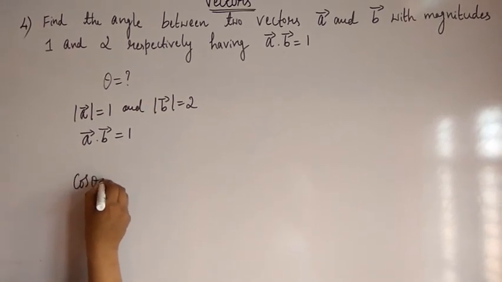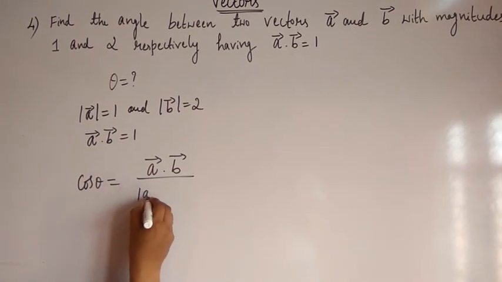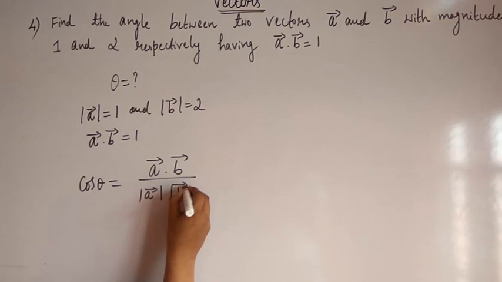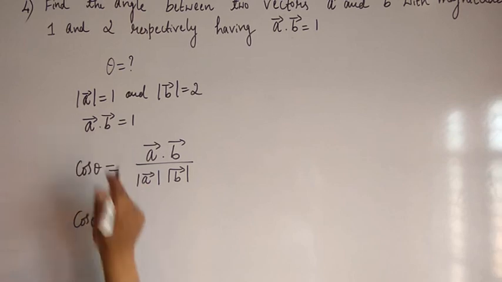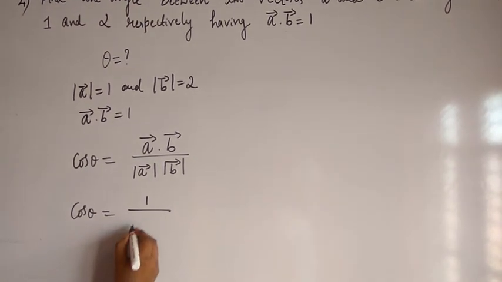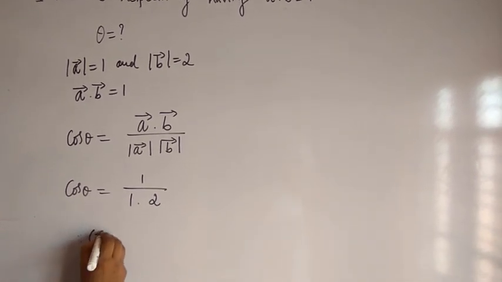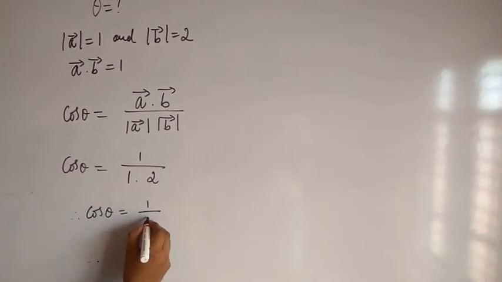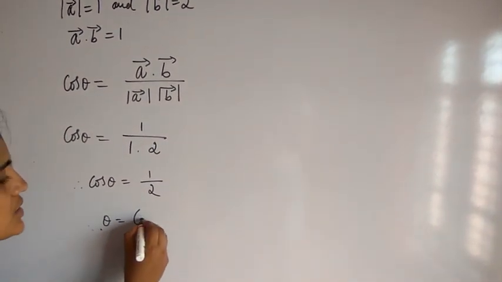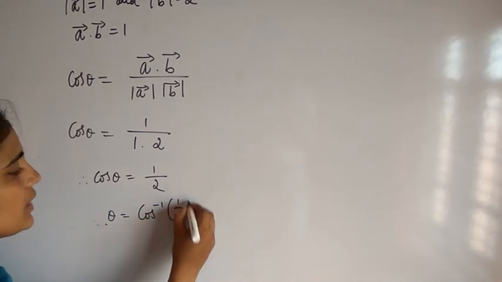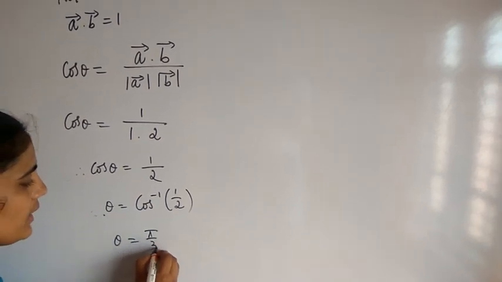So here, cos theta is equal to vector A dot vector B by magnitude of vector A into magnitude of vector B. Cos theta equals, so vector A dot vector B value is 1, by magnitude of vector A is 1 into magnitude of vector B 2. So therefore cos theta equals 1 by 2. So theta is equal to, if we take this cos to the right hand side, it becomes cos inverse of 1 by 2. So theta is equal to cos inverse of 1 by 2, value is pi by 3.